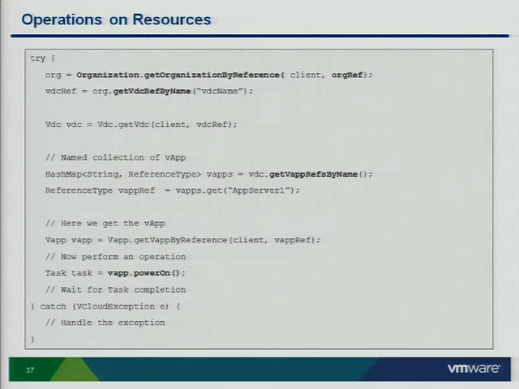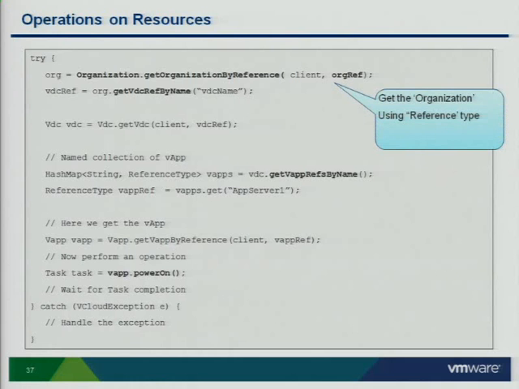So again, we will traverse the organization. We will start with get organization by reference, and in this particular case, we will say, get us the VDC, because the VDC is your resource contained inside an organization. Once you get the VDCs, you want to know how many VApps are there. VApps are part of the VDC. So you go and get the VApp by using its reference. Once you get the VApp, it's just like any other object. You're an object-oriented developer. There is a Java object. You just want to run a method on that object and say power on, power off, deploy, undeploy, sort of things.